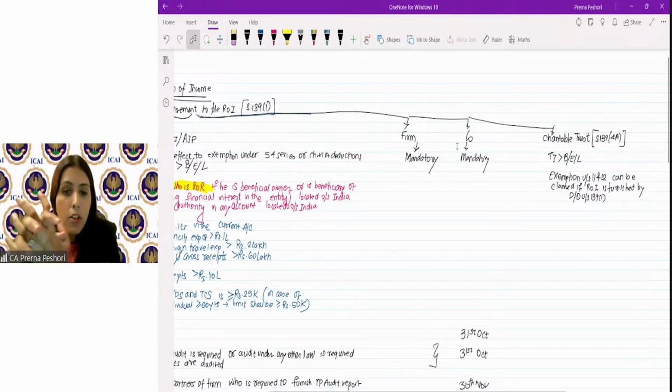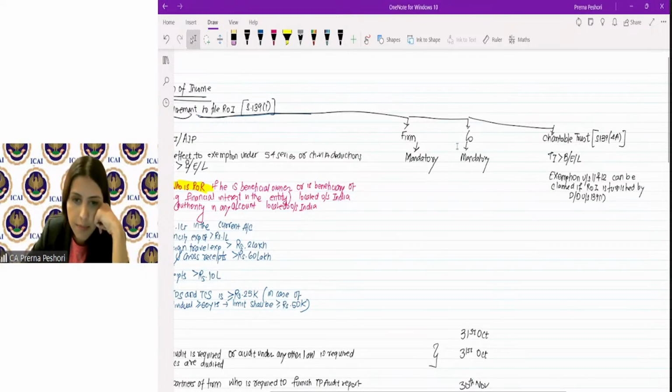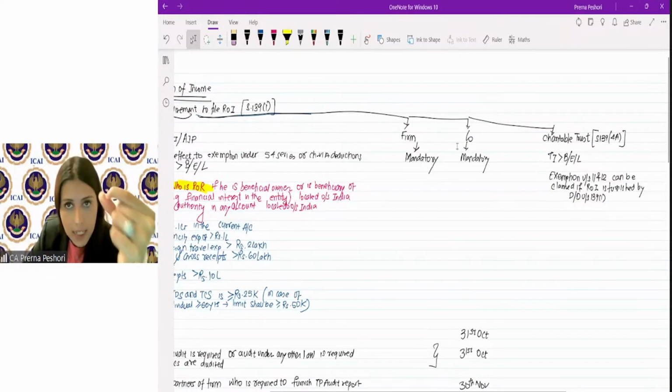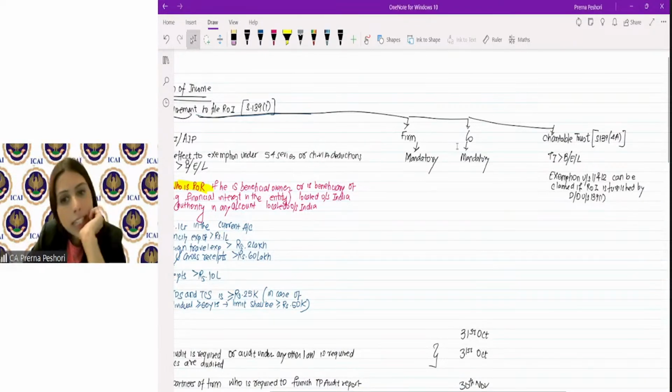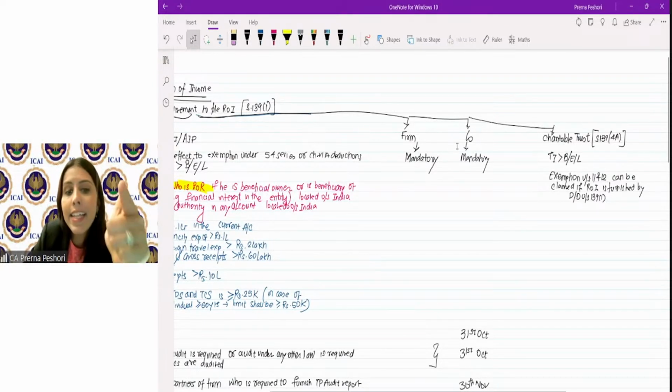Yes, but I'm still not getting the answer for the due date. Okay, so understand this. Where the total income of the trust, either under the first regime or under the second regime, without giving effect to Section 11 and Section 12 or 10(23C), exceeds the maximum amount which is not chargeable to tax, meaning the basic exemption limit, then these charitable trusts are required to maintain the books of accounts and get the books of accounts audited.